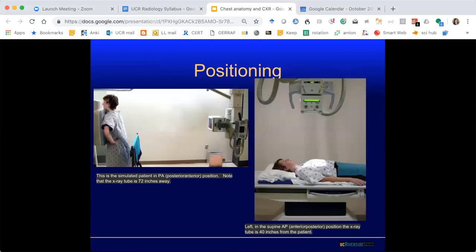This is why if you have a high level of concern for free air, you need to request an upright radiograph so that you can see the free air under the right diaphragm. Or lateral decubitus if the patient can't stand. So the patient is left side down, with the liver side up, sorry, because you need the liver to be superimposed on the free air if the patient cannot stand.